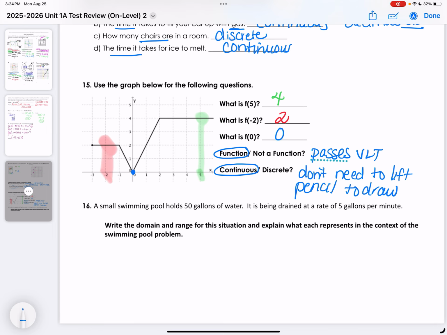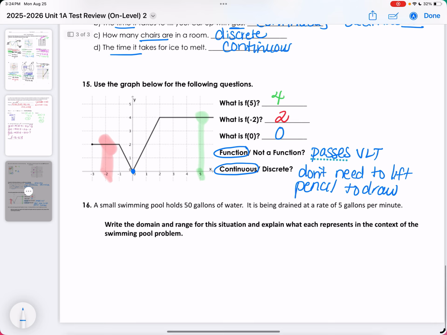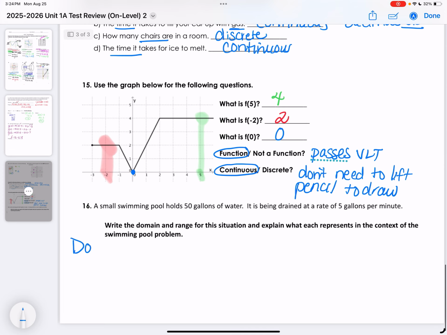So it wants to know your domain and range. So domain is time. That's the input. So the lowest value you can have is 0 minutes. And then in order to figure out the max amount of time, we'd have to calculate. So it would be 50 gallons divided by 5 gallons per minute. That gives us a total of 10 minutes. And then I'll write that down on the side in just a second.